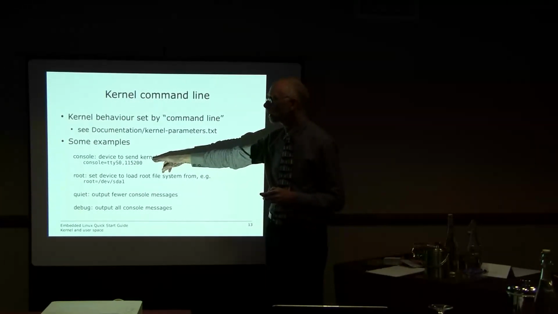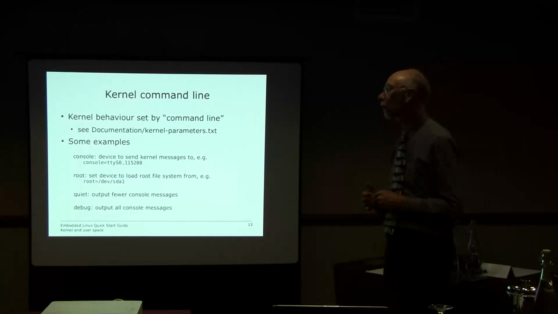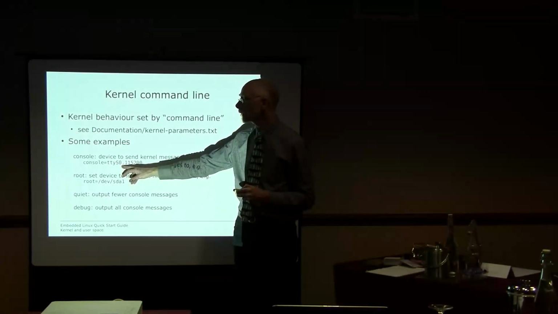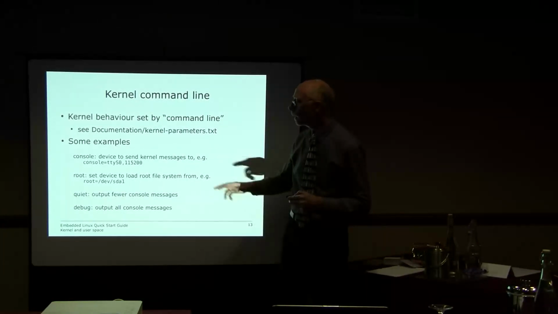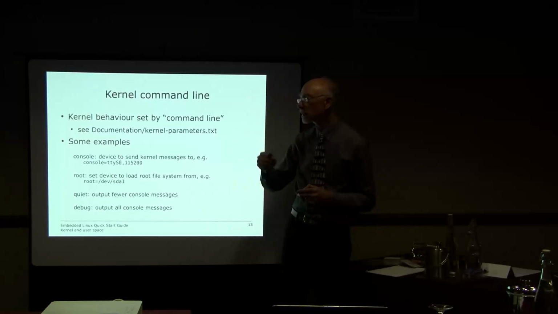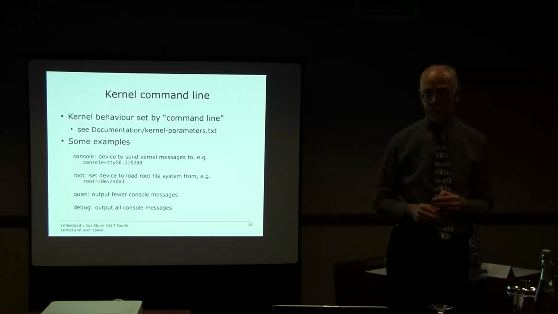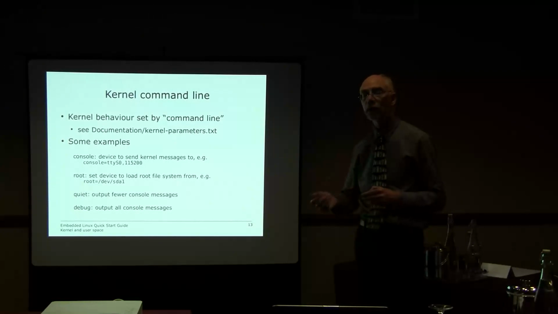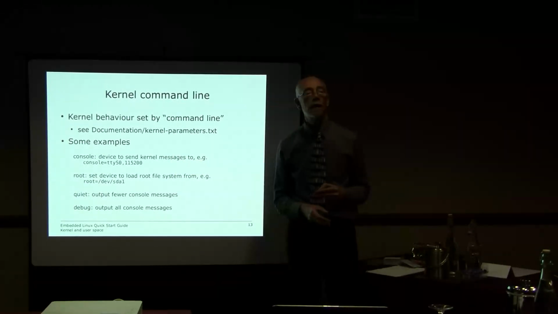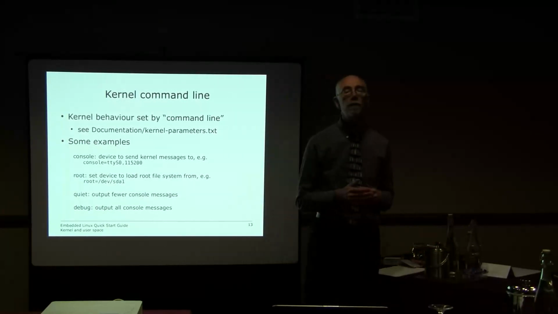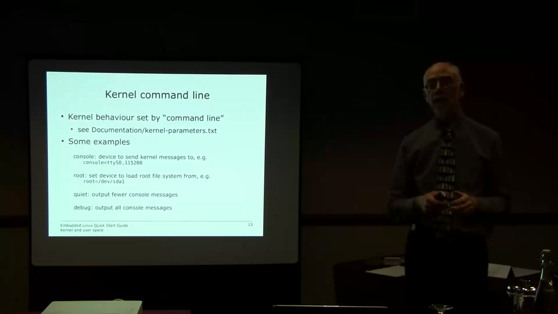Console. This tells the kernel where to output its messages, both when it's booting and also at runtime, in fact. And normally we'll set that to be a serial device of some kind with a baud rate. Root. This tells the kernel where to get its root file system from. So root equals /dev/ some device. And then the other two examples there, quiet and debug, they basically determine how much you get on your console here. If you put quiet, you'll get hardly any messages. If you put debug, you'll get loads. So obviously you put quiet on production systems and debug on development systems.